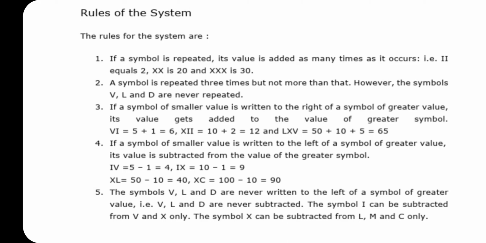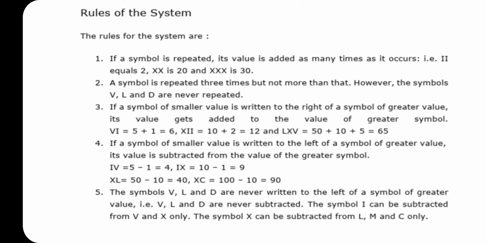The fourth rule: if a symbol of a smaller value is written to the left of a symbol of greater value, its value is subtracted from the value of the greater symbol. Where you can see here, four can be written where you have I, which is written on the left hand side of V. So we get 5 minus 1, which will give us 4.